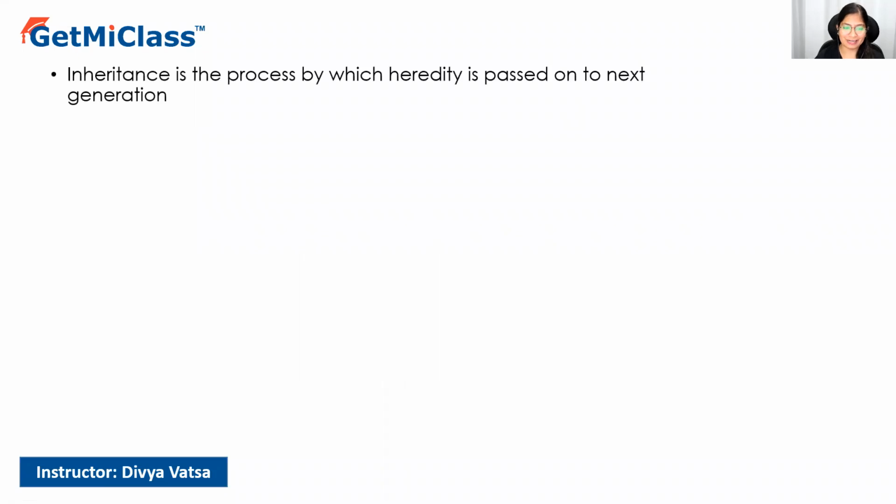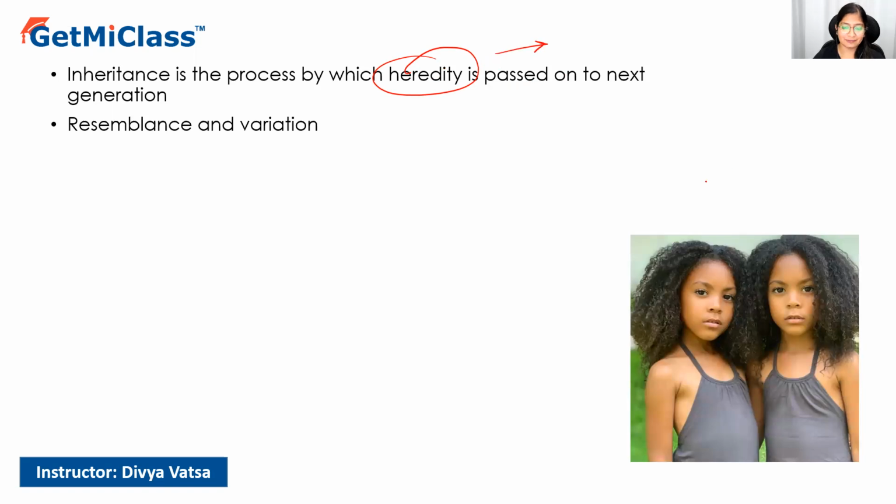Now, you have already studied about what inheritance is. It is the process by which heredity is passed on to the next generation. So, whatever the character is, that is passed on from one generation to the next generation. Now, looking at the first point, resemblance and variation.